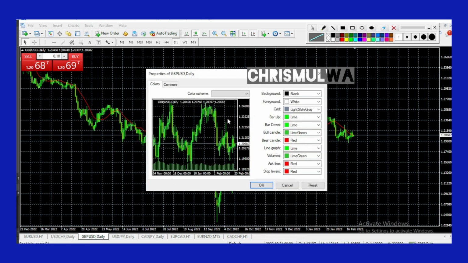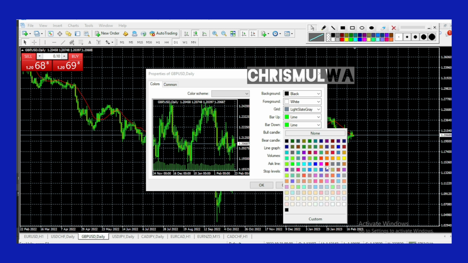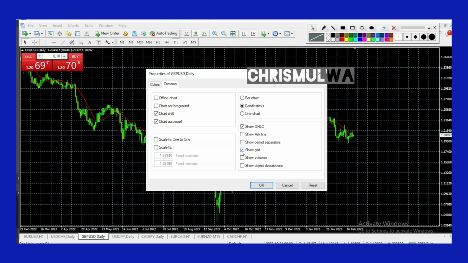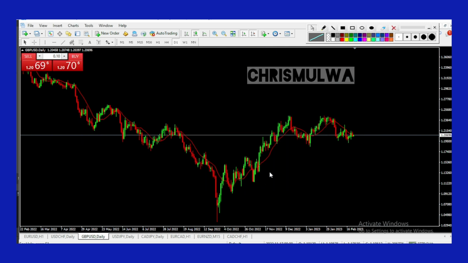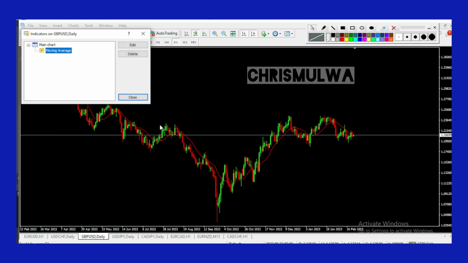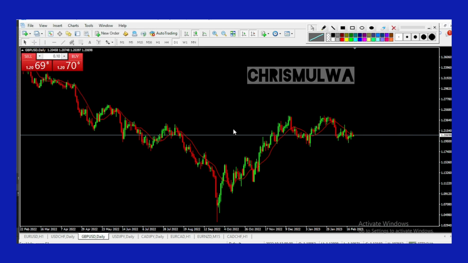We can change. We go to properties. Bear line graph bar down. We are putting red on all bars that are going down. Let me put red. Then we go to common. I don't like grid, so I'll remove show grid. Then I will delete this indicator, this moving average. Now, as you can see, I removed that.